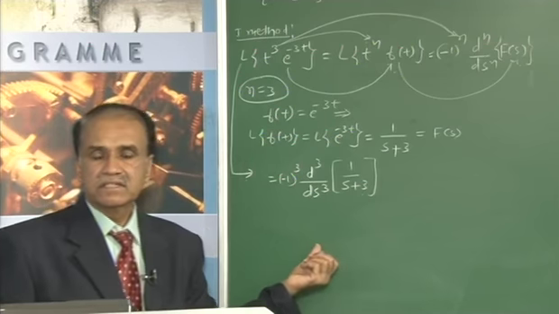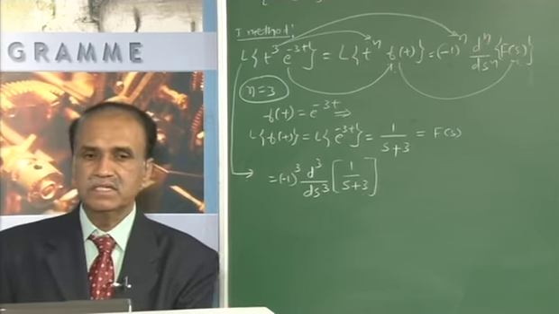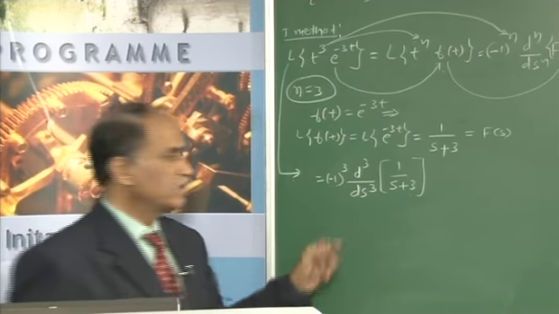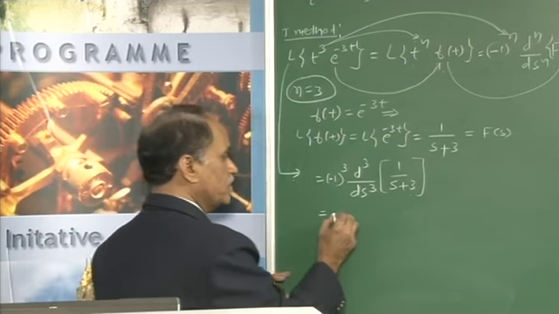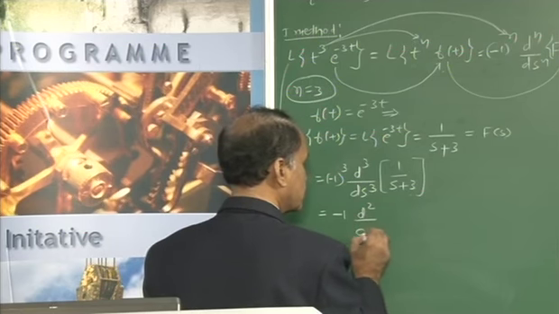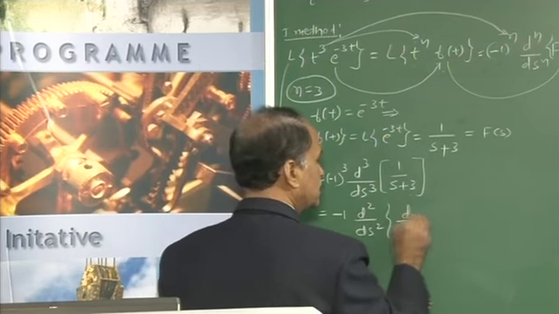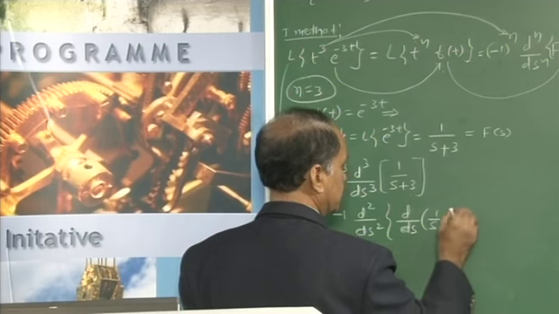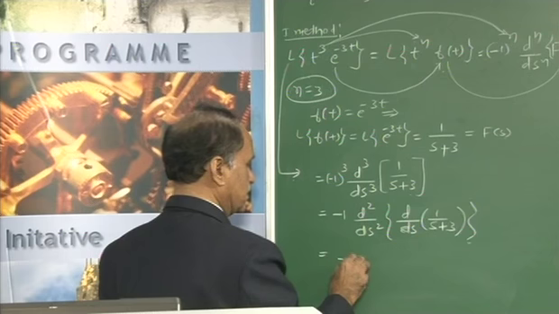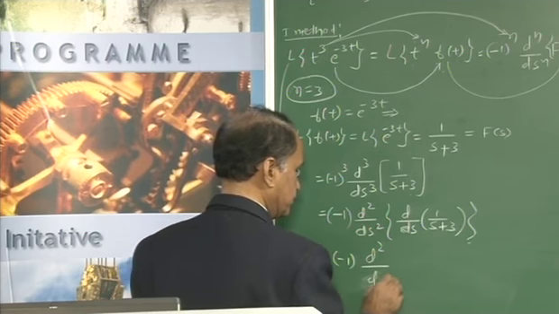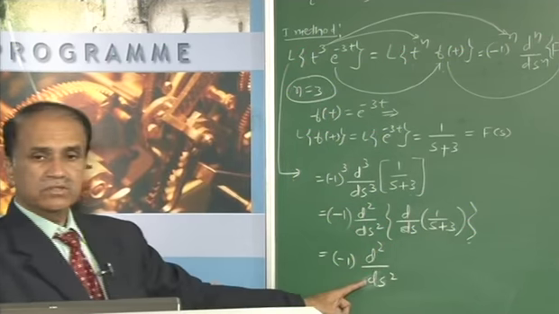Rest of the details you are going to present are nothing but differentiating that 1 by something for 3 times, because 3 times you have to differentiate, this differentiation symbol can be eliminated. Okay. So, minus 1 whole cube means minus 1, because minus 3 times, and d square by ds square applying, that is d by ds of 1 by s plus 3, like this. Otherwise, minus 1 d square divided by ds square.